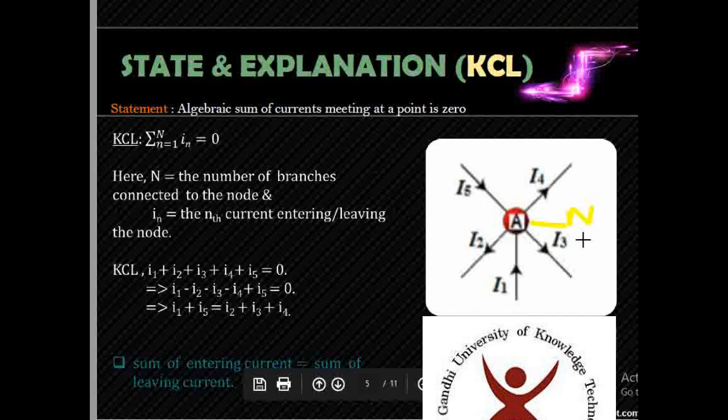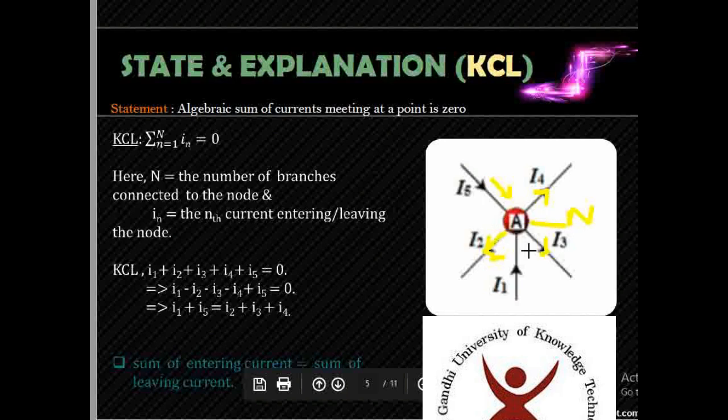Here you can see I1 and I5 are entering into the node. You can see the direction of the current here. This arrow symbol will show the direction of the current. The direction of I1 and I5 are coming in towards the node, and the directions of currents I2, I3 and I4 are going away from the node. You can see the direction clearly.